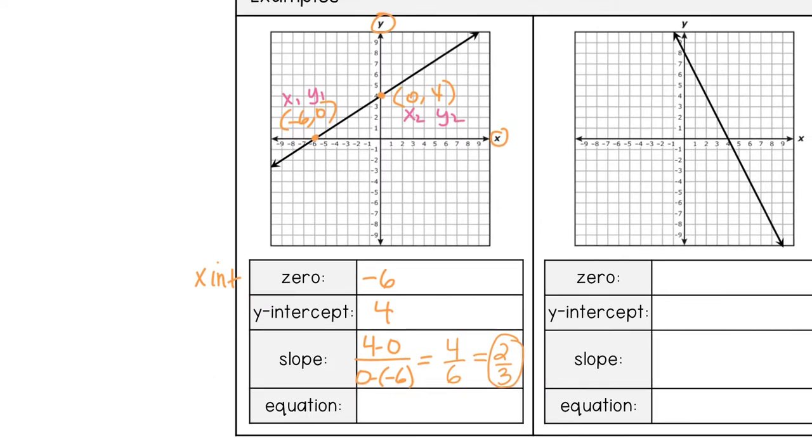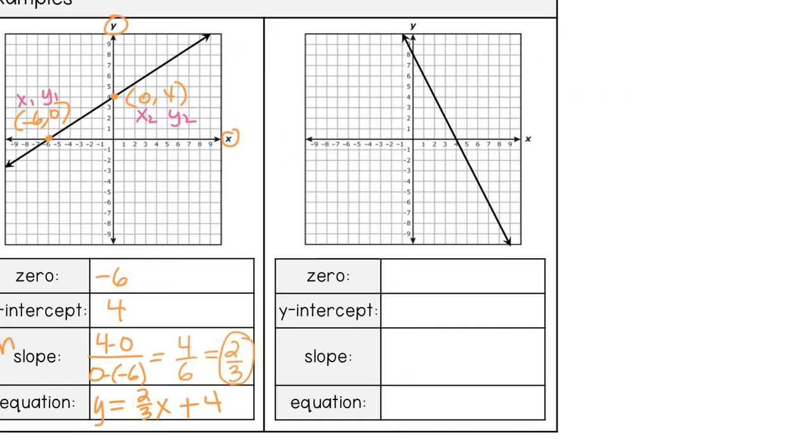And now that we have all of this stuff, we can write the equation in y equals mx plus b form. Remember that slope is m, and y-intercept is b. So putting everything together would be y equals 2/3 x plus 4. Okay, let's look at another one.